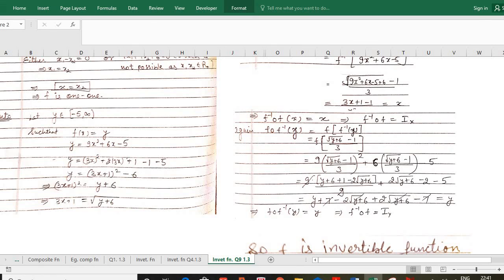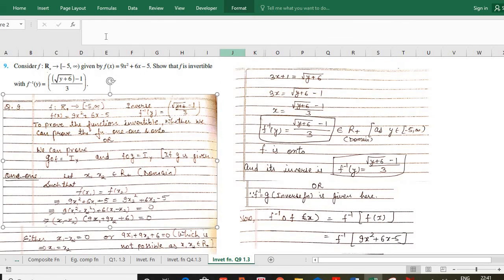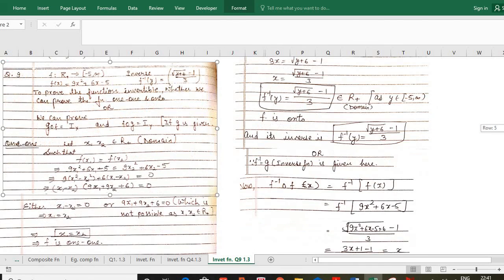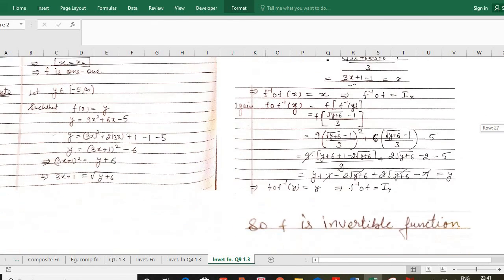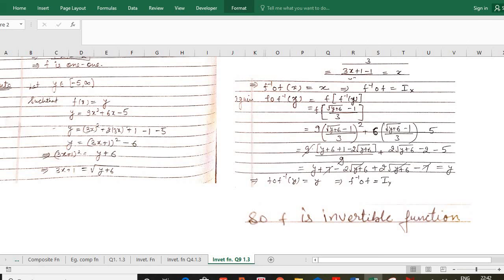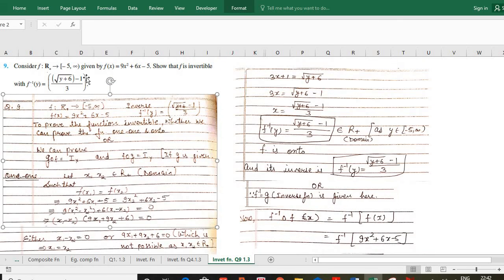So what we have seen in the given question is that when we are given the inverse of a function, then we can say that f is invertible if that function satisfies these two conditions. So in this case also we can prove that the function is invertible, or you can say the function has an inverse.